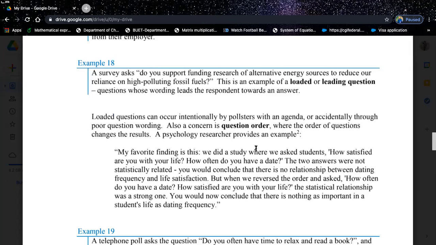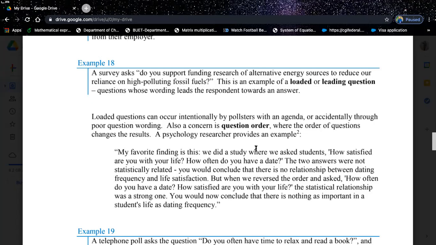We did a study where we asked students, how satisfied are you with your life? How often do you have a date? Two answers were not statistically related. You would conclude that there is no relationship between dating frequency and life satisfaction. But when you reverse the order and asked, how often do you have a date and how satisfied are you with your life, the statistical relationship was a strong one. You would now conclude that there is nothing as important in a student's life as dating frequency. Well, that's an interesting one.